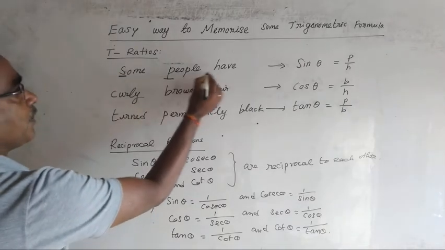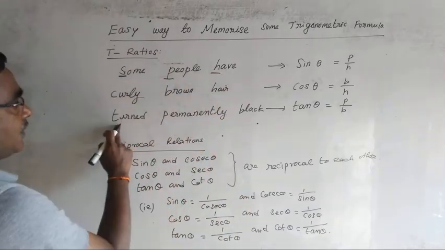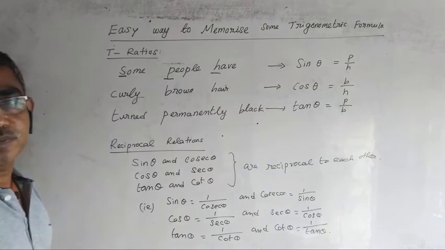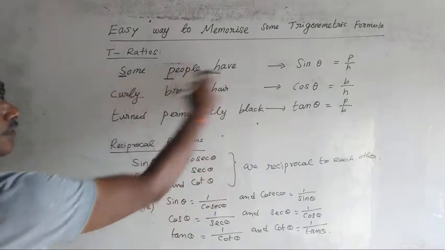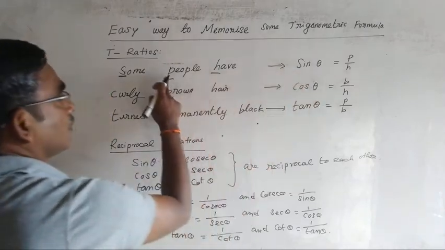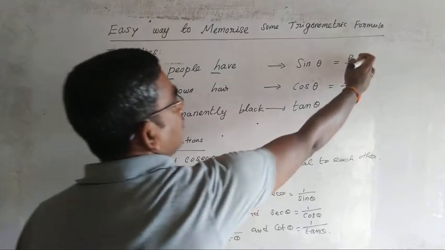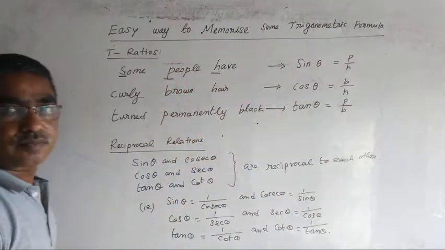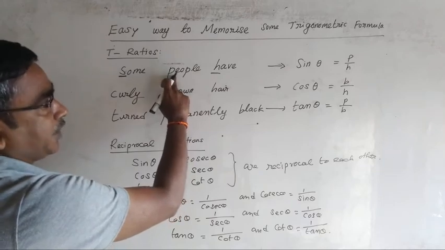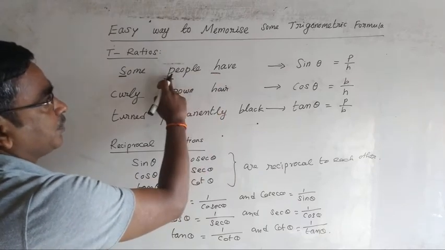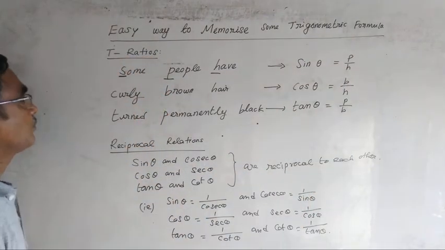Some People Have. That means Some People Have Curly Brown Hair, Tan Permanently Black. Some: sin theta. Permanently: perpendicular. People have: hypotenuse. So P by H. Sin theta is equal to perpendicular to the hypotenuse, P by H.